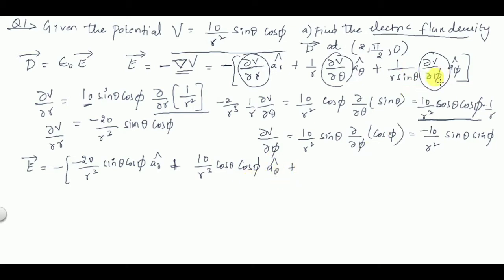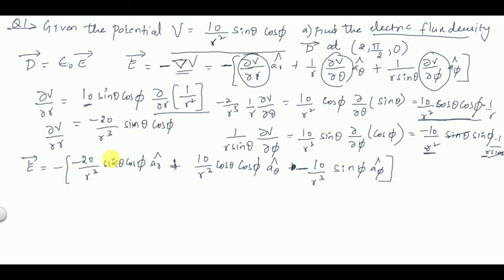Next, plus 1 by R sin theta into dou V by dou phi. You have to multiply dou V by dou phi with 1 by R sin theta, so this sin theta gets cancelled. R square into R becomes R cube, and there will be a minus sign here, instead of plus. So minus 10 by R cube into sin phi A phi cap.